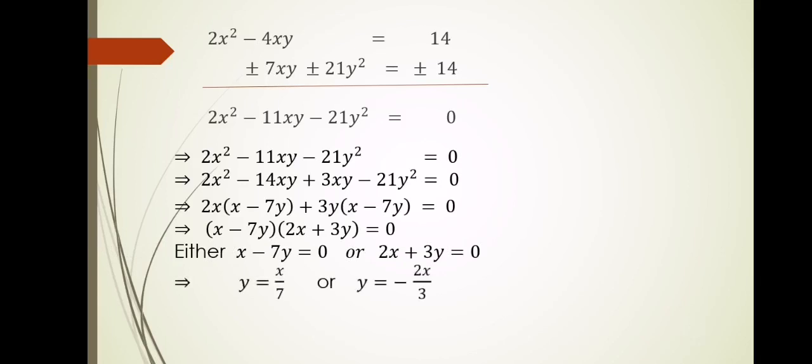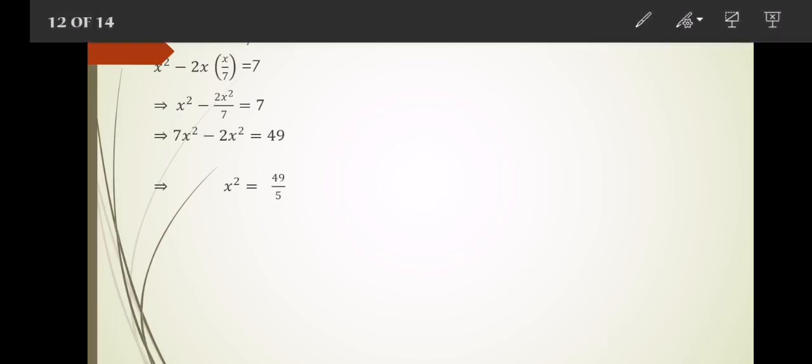Here y is equal to x by 7 or y is equal to minus 2x divided by 3. Now we will have to put y is equal to x by 7 in equation number 1. We get x square minus 2x into x by 7 is equal to 7. x square minus 2x square divided by 7 is equal to 7, and 7x square minus 2x square is equal to 49, which will be 5x square is equal to 49, and x square is equal to 49 divided by 5.